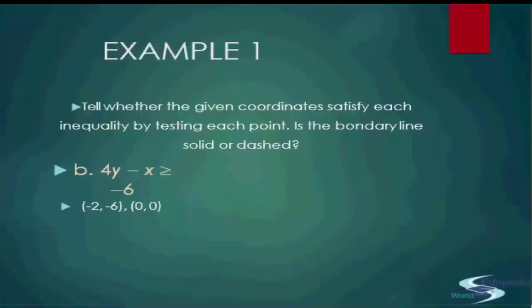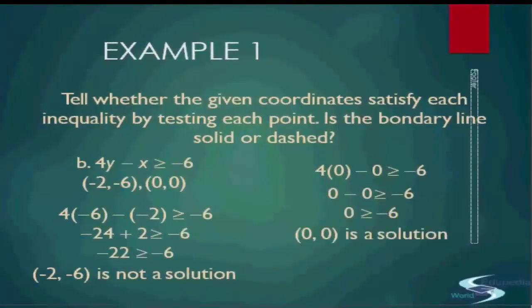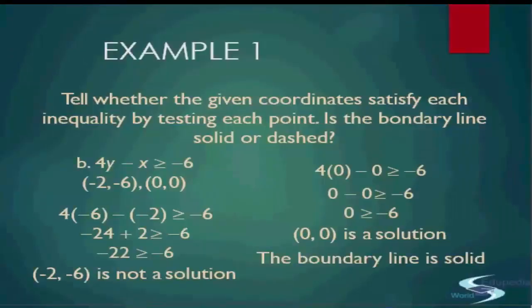Now let's take a look at another one. 4y minus x is greater than or equal to -6, sorry. We plug in the values, we put in -6 for y, -2 for x, and then we solve this, and after doing our calculations we find out that -2 and -6 is not a solution to this inequality. Now we move on and plug in the second values, and we get that 0, 0 is a solution, and thus it is going to be a solid line.